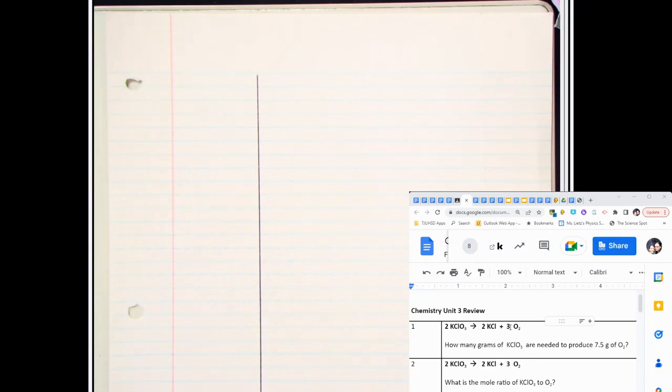So if you're asked questions about how many moles of one thing to another, what is the mole ratio for like O2 to KClO3, you're looking at the numbers that are in front. Again, those coefficients. So these are moles. So there's 3 moles of O2 for every 2 moles of KCl and for every 2 moles of KClO3. So this first question says, how many grams of KClO3 are needed to produce 7.5 grams of O2?